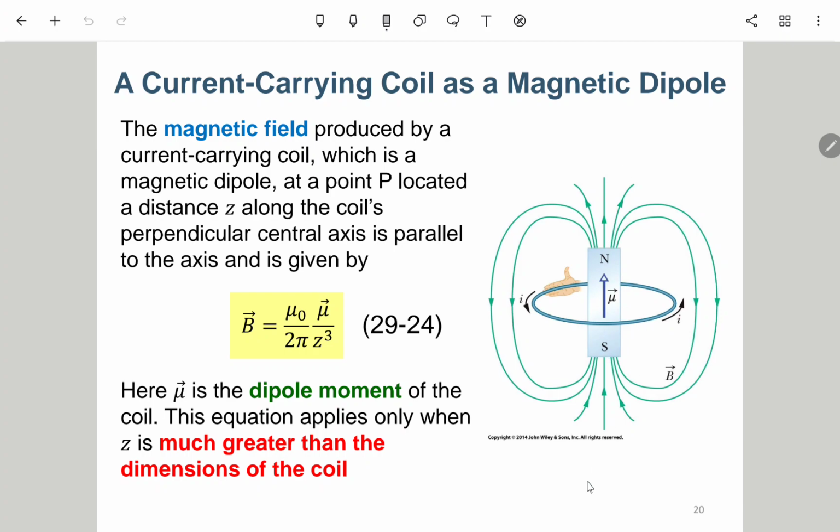on this z-axis has this expression: B equals mu naught over 2 pi, and then this mu is the magnetic dipole moment. This mu and this mu are totally different. Okay, this is the permeability, this is the magnetic dipole moment. Okay, and then z cubed, z is the z-axis coordinate. Okay, here mu is the dipole moment of the coil, and this equation applies only when z is much greater than the dimension of the coil.